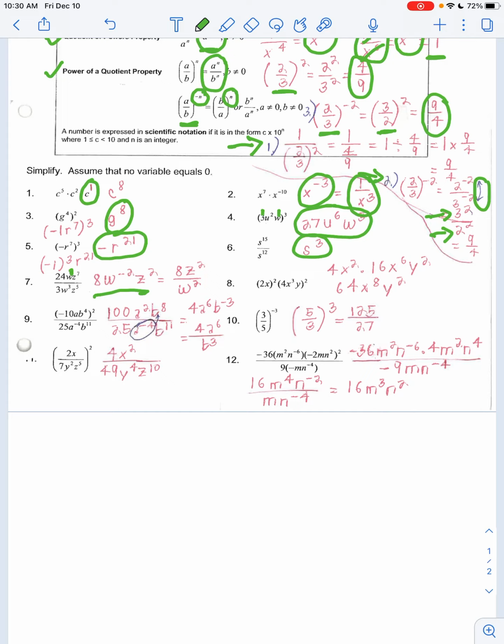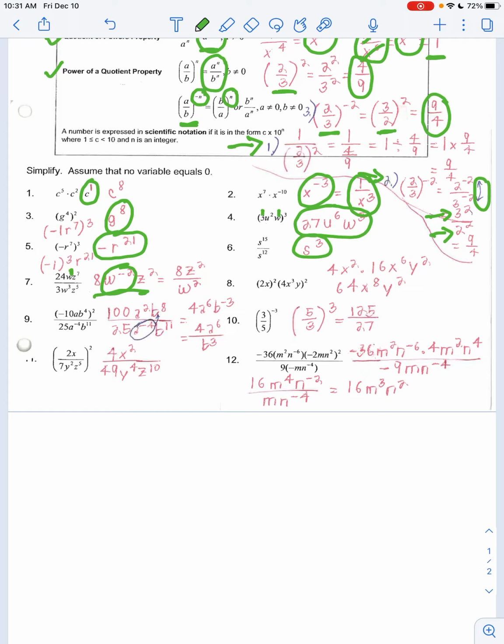And of course, we can't allow our answer to have a negative exponent, so any factor that has a negative power gets rewritten. So our final answer here becomes 8z squared over w squared.